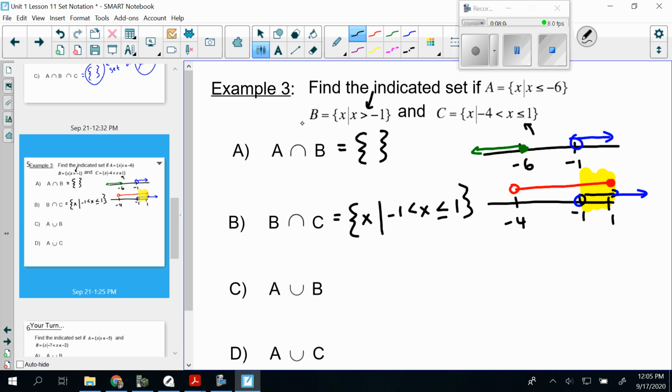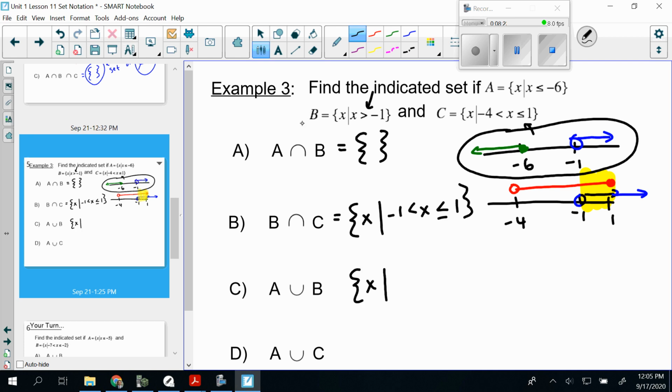All right, C is the union of A and B. We already have A and B graphed up here. So let's look at the graph. Remember, union is including everything. So we want all the points together. So this would be the set of x where x is either less than or equal to -6 or x is greater than -1. It'd be both of these together.